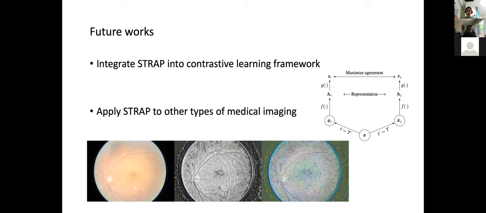We are also interested in applying this STRAP to other types of medical imaging. We started working on applying STRAP to retinal fundus images, and seeing how we can optimize the STRAP approach for the different types of medical imaging.